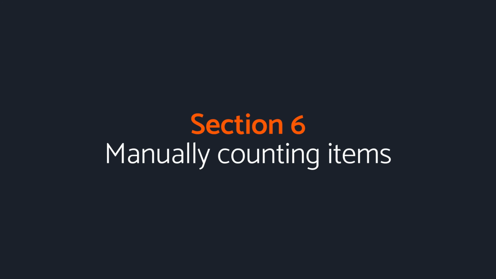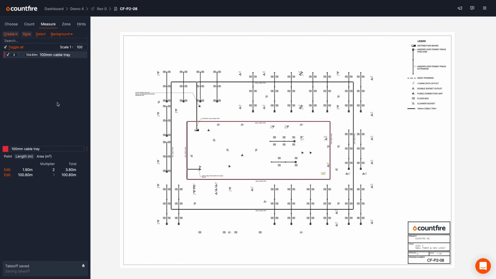Section 6. Manually counting items. Another thing that can be done in the Measure tab is creating manual points. These can be used to count bends in containment or adding other additional points to your takeoff. As I press Create, it automatically chooses length. However, you can change this to a point. After pressing Select, you just simply have to click on the drawing where you want the manual points to go.